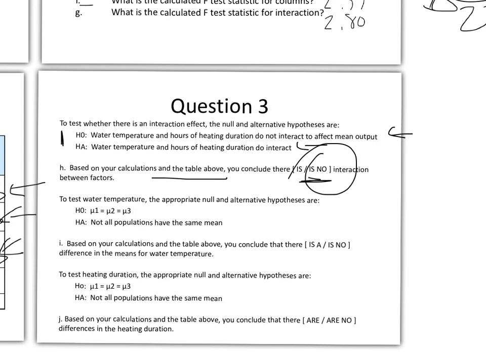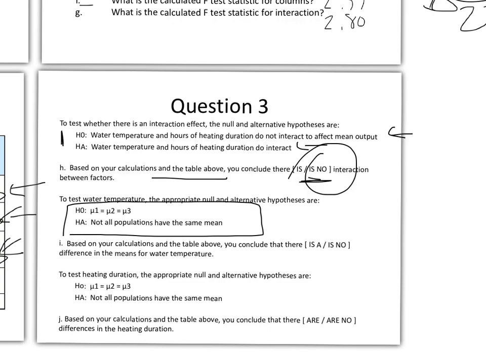Then we can look to see whether factor A or factor B, or factor, the water temperature is the first one we'll look at here, if that has any effect, or if any one temperature is statistically significant in its results. So we're looking at these as our null and alternative hypotheses. The null is that all the temperatures are equal. The mean value of each is equal, and the alternative is that not all populations have the same mean.